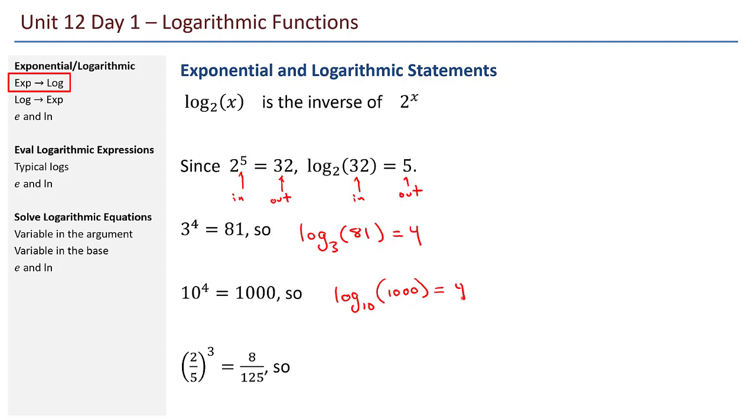Last example, it has some fractions. That's okay, we can use fractions with logs also. My exponential function is 2/5 to the 3rd, and so 3 is the input, and 8 over 125 is the output. So what is my log function? It's going to be log base 2/5. That's okay to have a base that's a fraction. Log base 2/5 of, I'm going to take the output from the other expression, so 8 over 125, and the answer to that is the input to the original function, so 3. There we go.